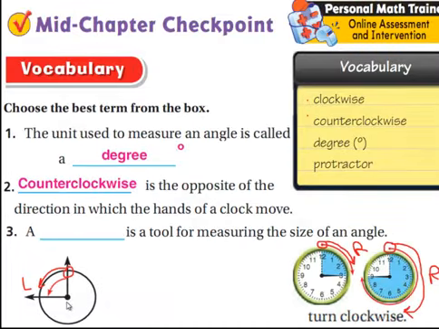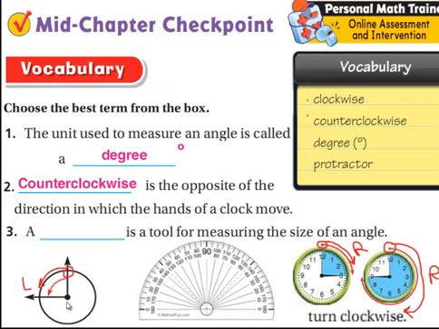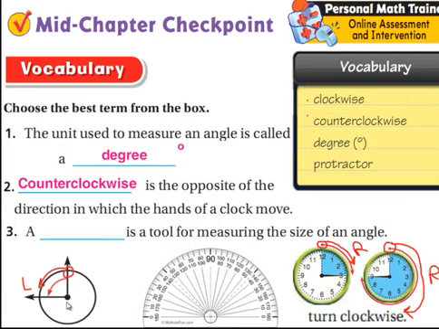A protractor is a tool for measuring the size of an angle. What is a tool that you can use to measure the size of an angle? You remember it? Great, it's a protractor. Let's see question 4.